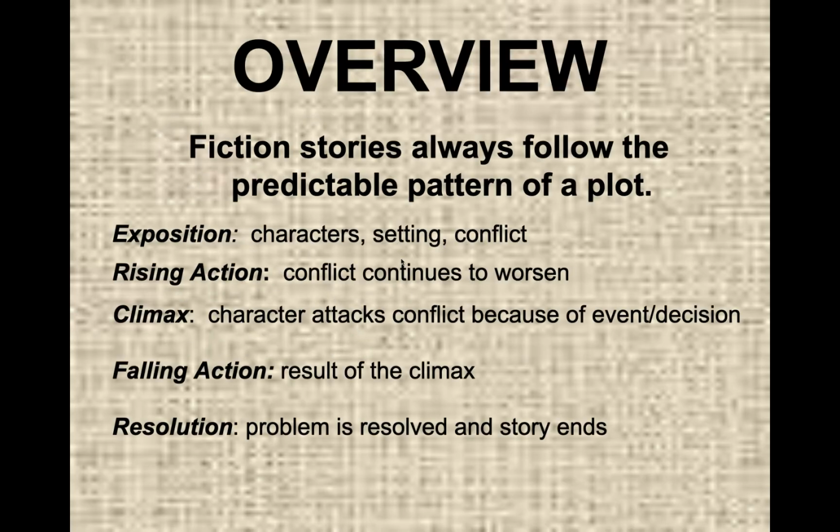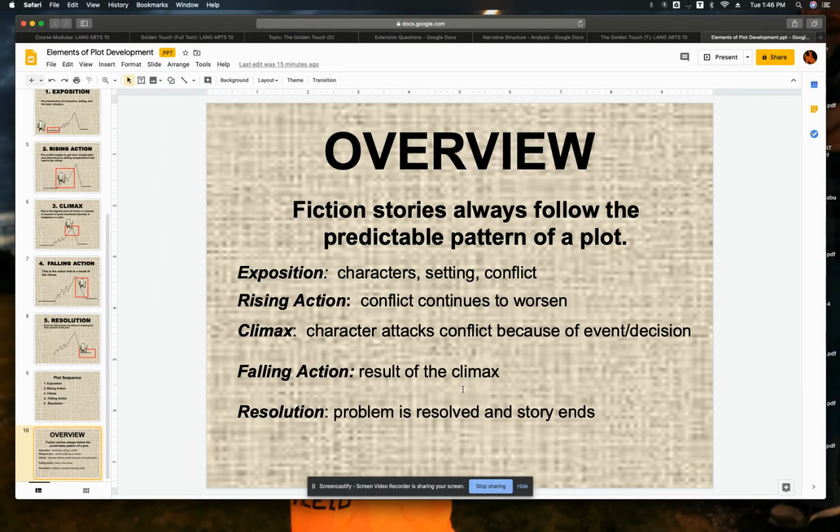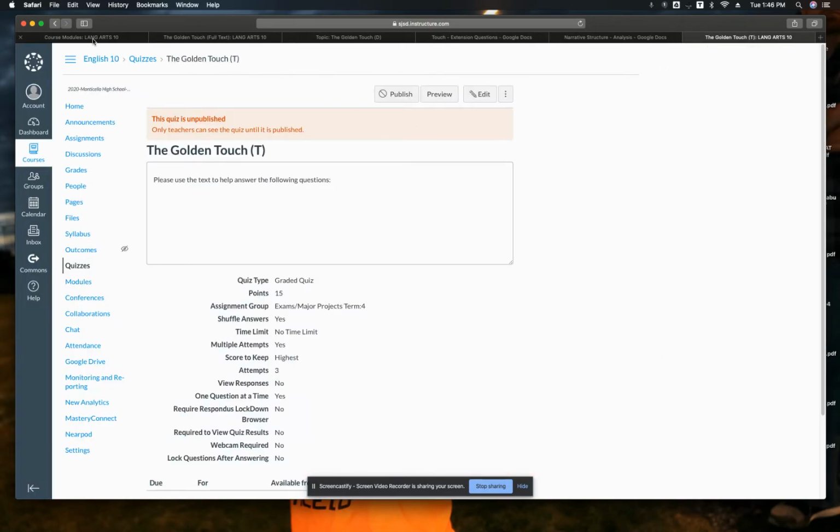Characters, setting, and conflict. Rising action as conflict continues to worsen. At the climax, the conflict basically reaches its peak, and there's some type of decision made. The result of that decision is the falling action, and then we have the problem resolved and the story ends. That's the resolution. If you didn't catch all that, go watch the video again and slow it down. Not too much.